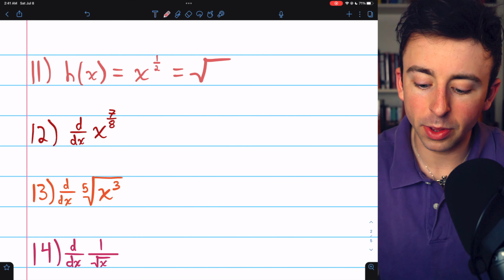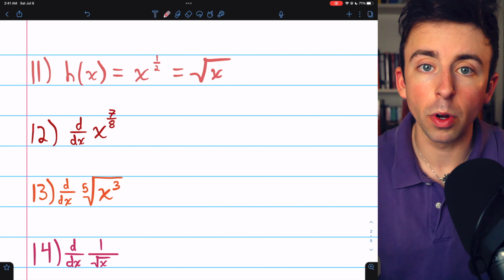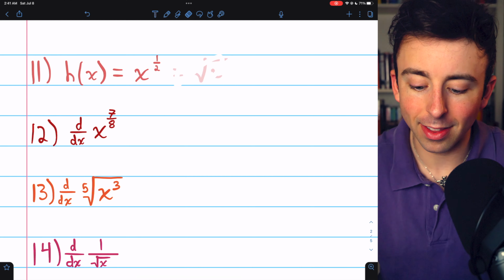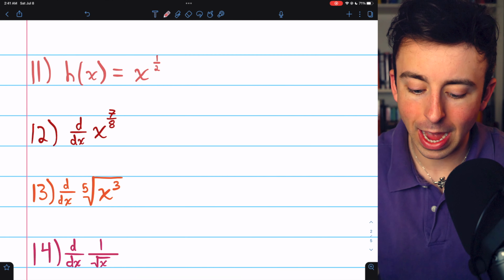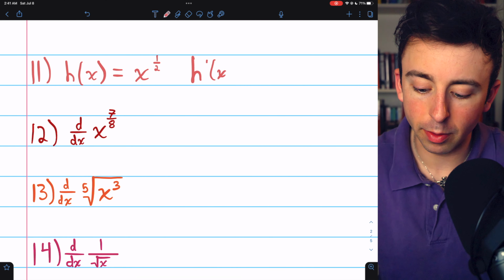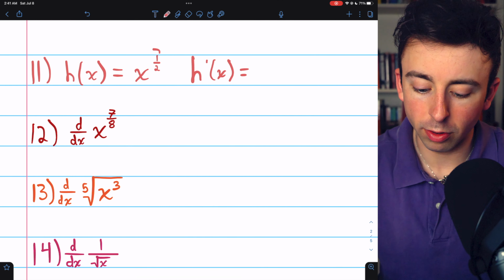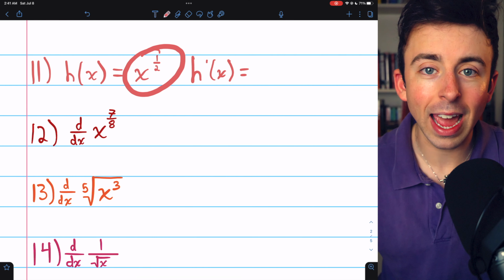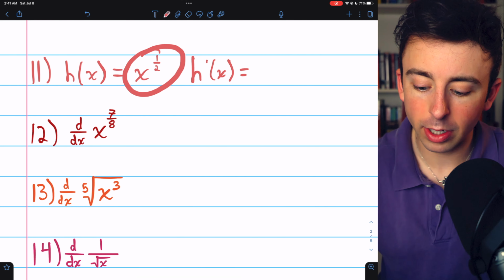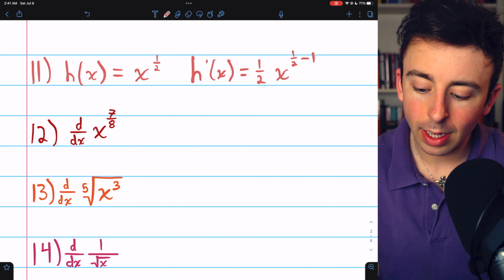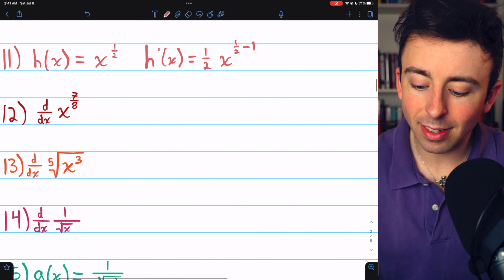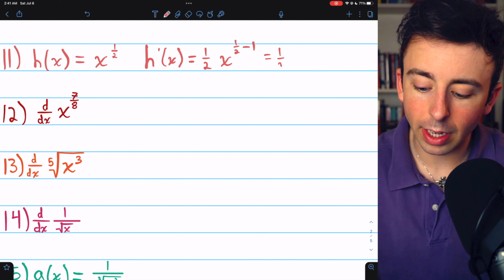Well, it's worth pointing out that this is the same as the square root of x, but either way, we can just take the derivative with the power rule right off the bat. H prime, the derivative of h, well, we just apply the power rule to x to the 1/2. Bring the exponent of 1/2 out as a factor, and then reduce the exponent of 1/2 by 1. Now 1/2 minus 1 is negative 1/2, so the derivative is 1/2 x to the negative 1/2.